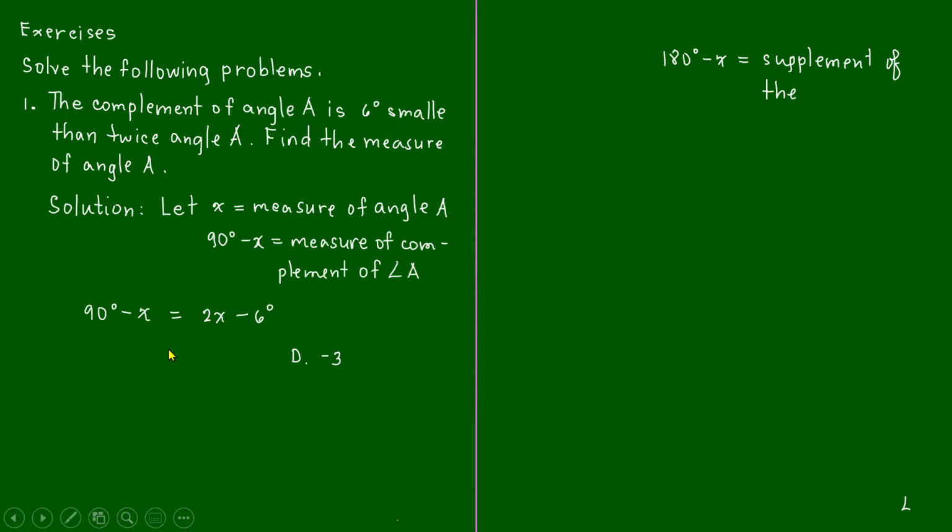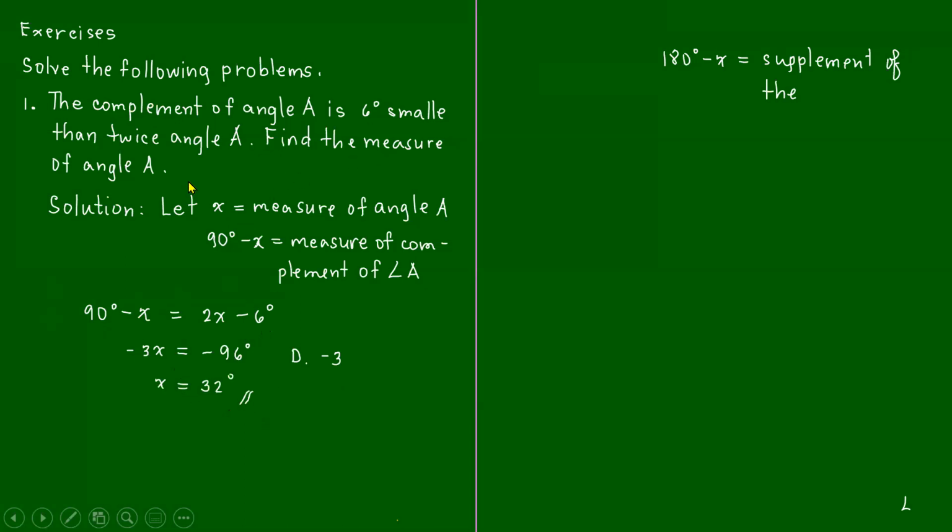Solving this equation, transpose 2x on the left side, getting negative 2x plus negative x, negative 3x. On the right side, negative 6. 90 when transposed is negative 90 plus negative 6, negative 96. Let's divide both sides by negative 3. So we get x equals 32 degrees.